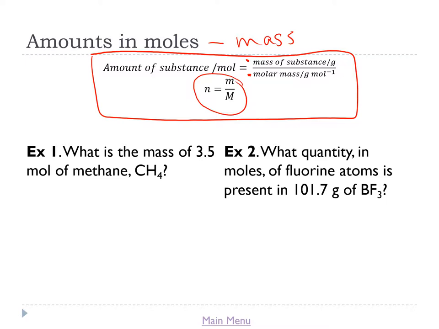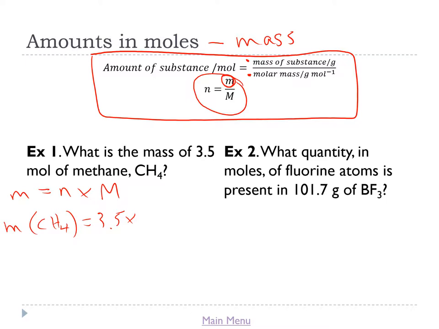So, for example, what is the mass of 3.5 moles of methane? Well, super easy. We need to write out our equation first of all. So we had n equals m over M up here. If we rearrange that to make mass the subject, it's going to be mass equals number of moles times the molar mass. So in this case, that is the mass of methane we're talking about. Let's just present this nicely. Equals 3.5 times by the molar mass.